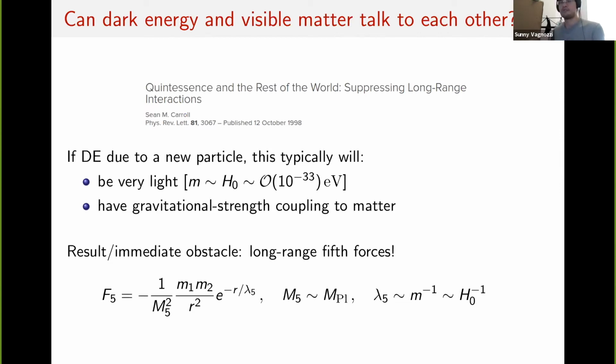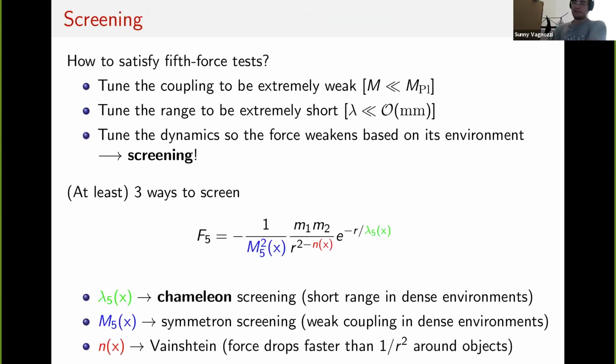There are very, very stringent constraints on fifth forces of essentially any range. The way to get around this is you can either tune your coupling to be extremely weak, or you can tune this mass scale to be much larger than the Planck scale, or the range to be extremely short. They are not nice. We don't like tuning things by hand. So the way around this is by a so-called screening mechanism. So what we want is a fifth force which dynamically weakens based on the environment. We want a fifth force which weakens in the local universe, where we know that Einstein's gravity works very well.